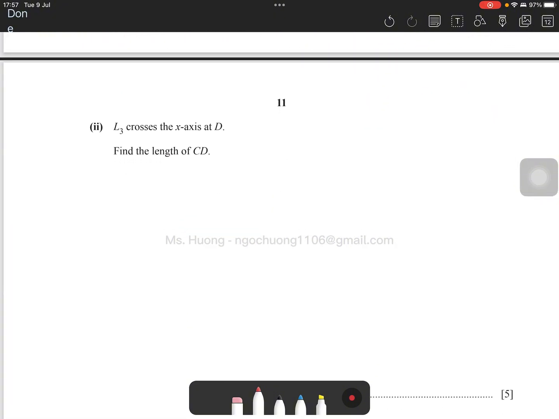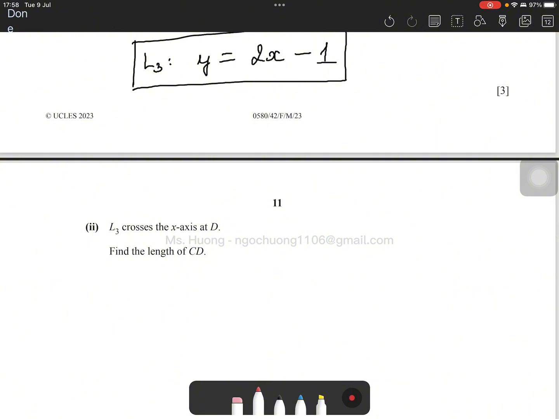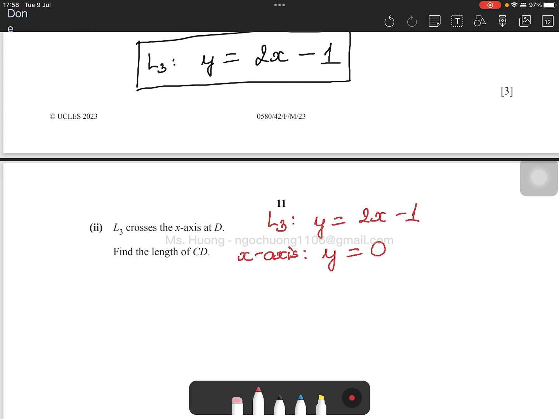Number 2, L3 crosses the x-axis at D. So first, let's take a look at the line L3 again. L3 is y equals 2x minus 1. And the equation of the x-axis is y equals 0. So we substitute y equals 0 into the line L3, which will give you 0 equals 2x minus 1. And we'll solve for x. 2x equals 0 plus 1 equals 1.